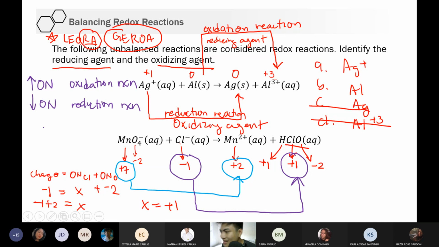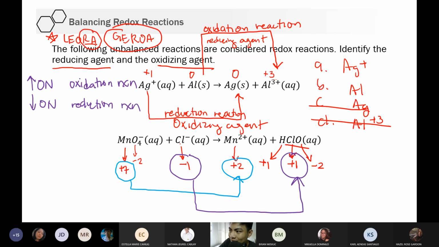Pag nag-decrease ang oxidation number, reduction. Ayan. So, yes, you are correct na. So, Mn is reduction. Baliktad tayo dun. Okay, so, Mn is reduction reaction. Kasi, ano nangyari? Positive 7, naging positive 2. Bumaba yun. Okay? 7 to 2 eh. Mas marami before kaysa after. So yes, correct si Kyla. So this is reduction reaction. Yes, Mn is reduced, reduction reaction.